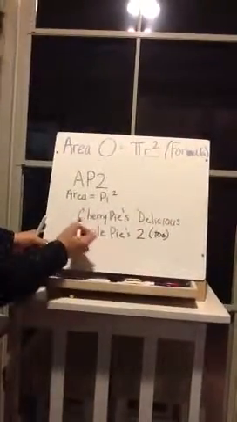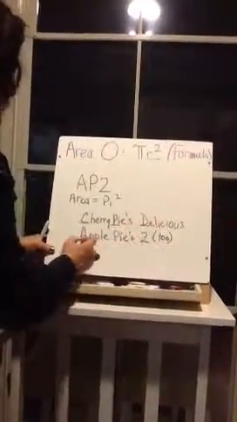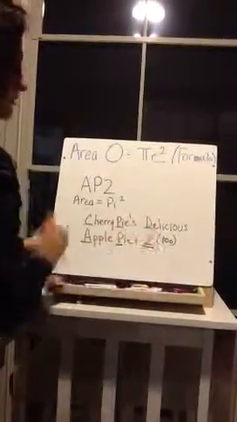Okay? And that stands for circumference equals pi times diameter, and area equals pi r squared.